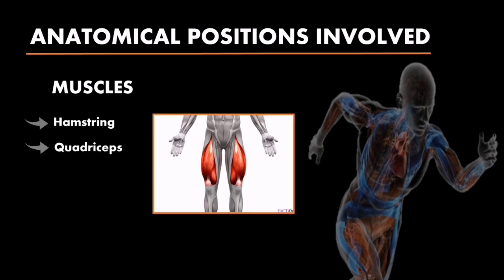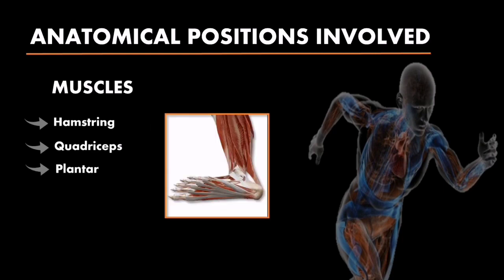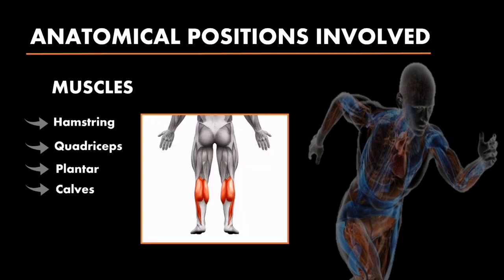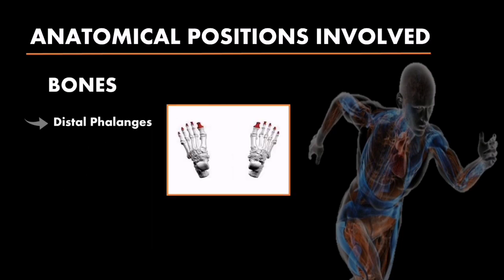Second are the quadriceps. Quadriceps are the large muscle at the front of the thigh, which is divided into four distinct portions and acts to extend the leg. The third muscle involved is the plantar. The plantar is the thin tissue on the bottom of the foot. It connects the heel bone to the toes and creates the arch of the foot. Next are the calves. The calf muscles, as seen in the image, are located at the posterior portion of the lower leg. At this juncture, we will now analyze the anatomical positions involved in footwork, specifically the bones.